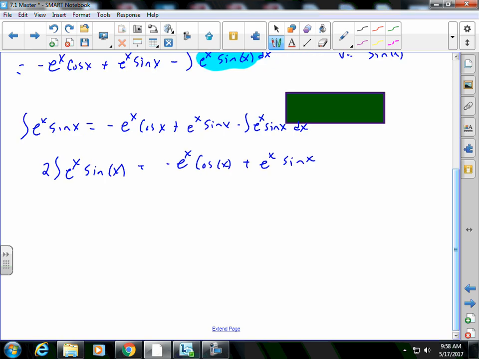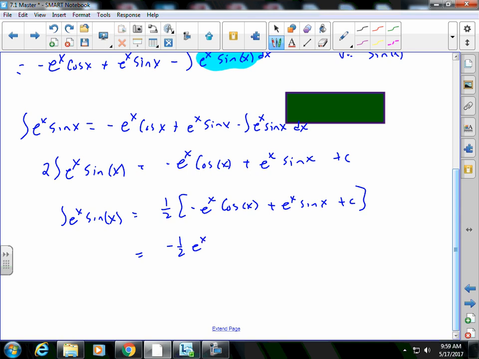I don't want the 2. I want to multiply everything through by a half because I want to clear out the 2. Now, sometimes people will put the c here, and that's fine. You can put the c now. When I multiply both sides by 1/2, I get the integral of e to the x sine x is equal to 1/2 times minus e to the x cosine x plus e to the x sine x plus c. Distributing the 1/2, that's minus 1/2 e to the x cosine x plus 1/2 e to the x sine x plus c.